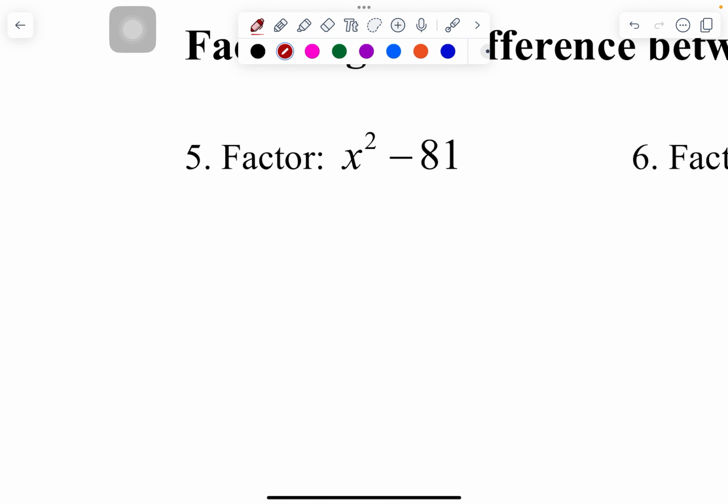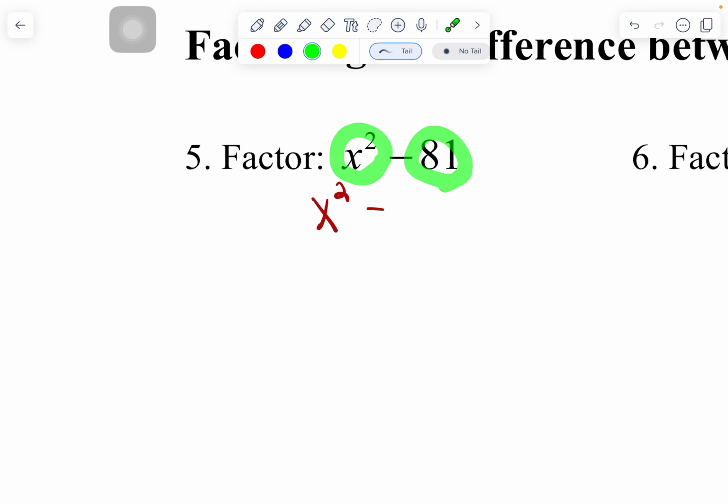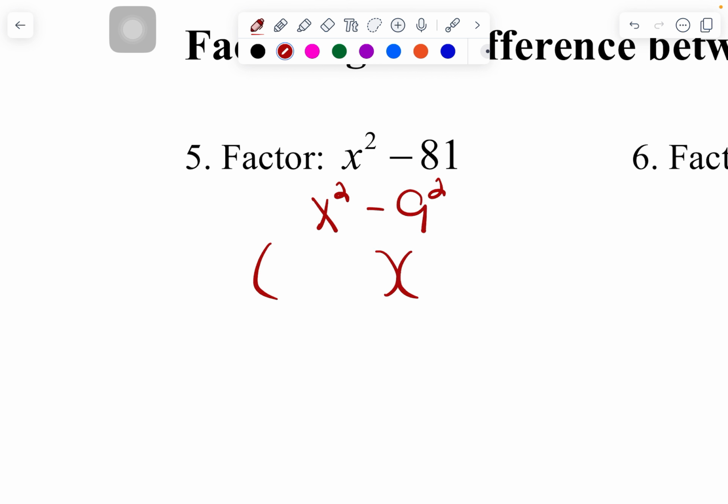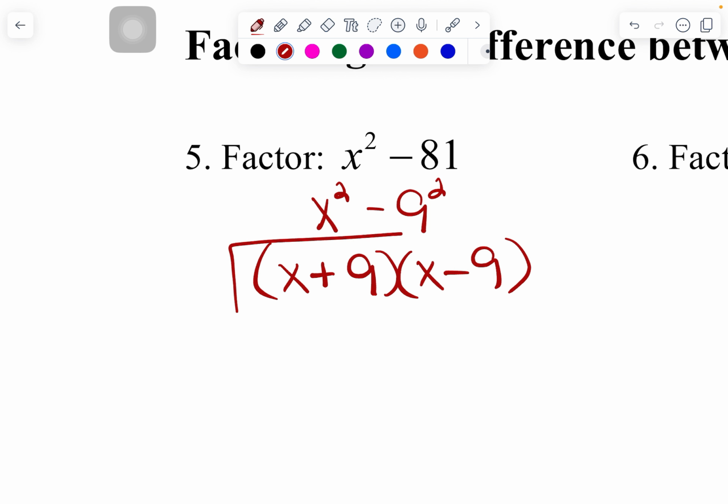If you want to see the rewrite step here, first of all, you don't have a GCF, so let's start there. No GCF, okay. The rewrite step is if you wanted to rewrite this as something squared minus something squared, that would be x squared minus 9 squared. So now when you go to factor it, you're going to grab an x and an x. That creates the x squared. 9 times 9 creates the 81. To make the 81 negative, make one of your factors positive, make one of your factors negative, and that is the factored form for the difference of perfect squares.